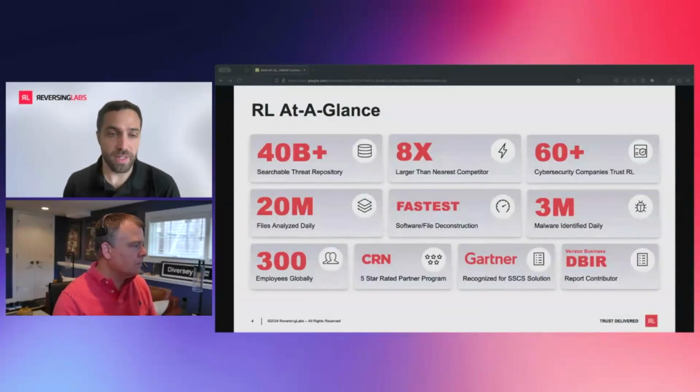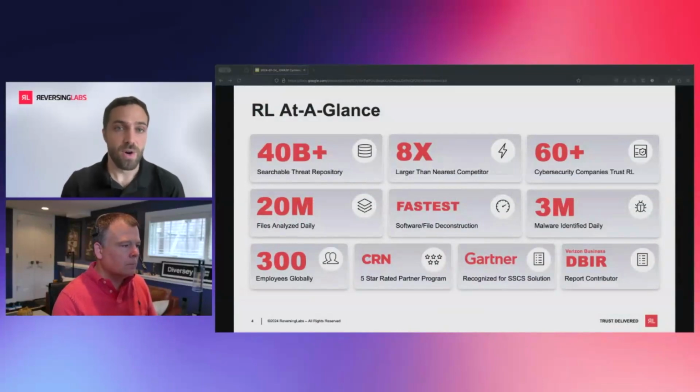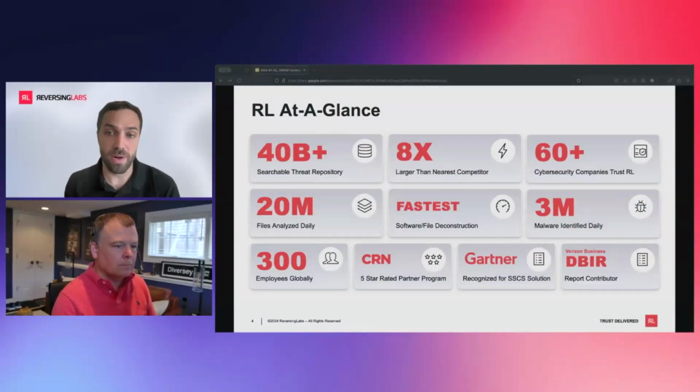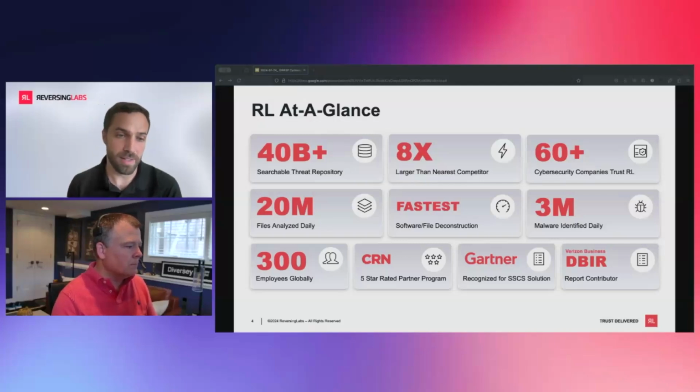A quick high-level overview of what ReversingLabs does. We have a searchable threat repository of over 40 billion files. This is 8 times larger than our nearest competitor. We are trusted by over 60 cybersecurity companies that are using this threat repository within their products. One of the ways in which we've built such a great corpus of information is by analyzing over 20 million files daily. This is faster than any other threat binary analysis mechanism. And in that, we're identifying 3 million pieces of malware a day.